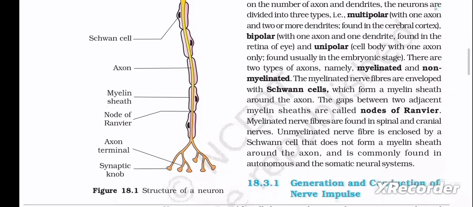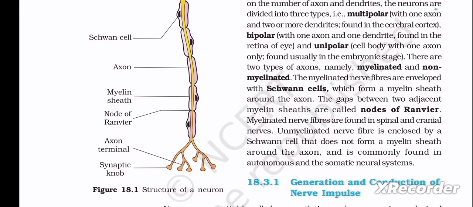There are two types of axons, namely myelinated and non-myelinated. The myelinated nerve fibers are enveloped with Schwann cells which form a myelin sheath around the axon. The gaps between two adjacent myelin sheaths are called nodes of Ranvier. Myelinated nerve fibers are found in spinal and cranial nerves. Unmyelinated nerve fiber is enclosed by a Schwann cell that does not form a myelin sheath around the axon and is commonly found in autonomic and somatic neural systems.